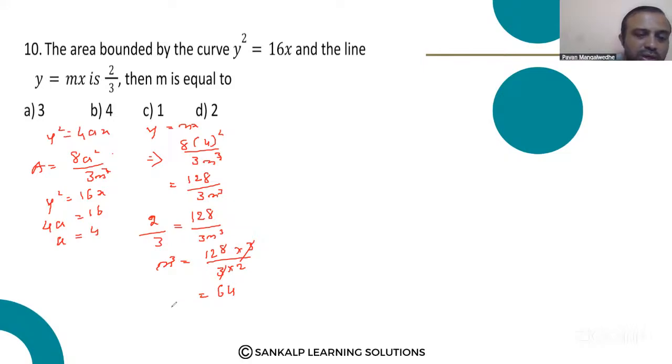But it is m cube. So m is what? Cube root of 64. Cube root of 64 is 4, 4 fours are 16, 16 fours are 64, which means that it is 4. So m is 4. The answer is 4. Option B is the correct one.